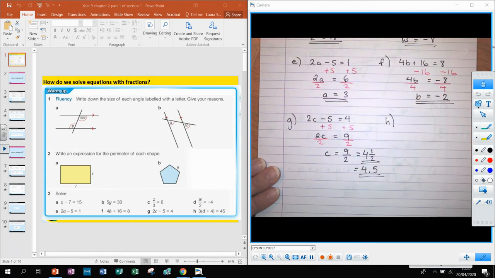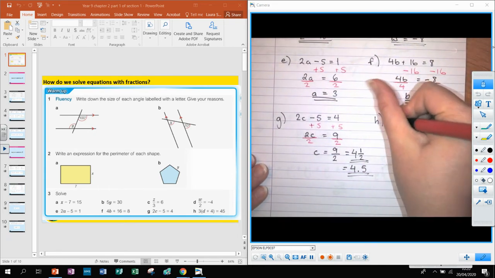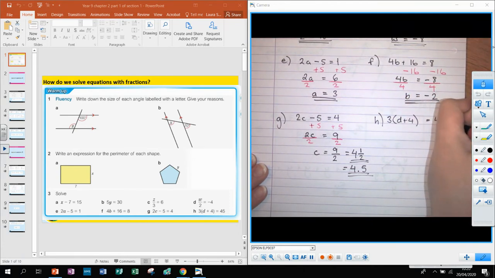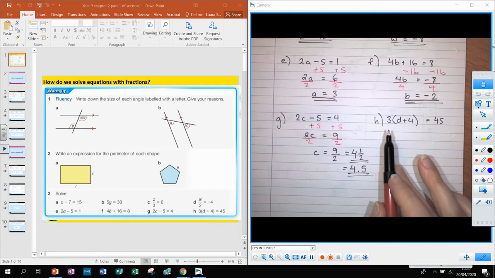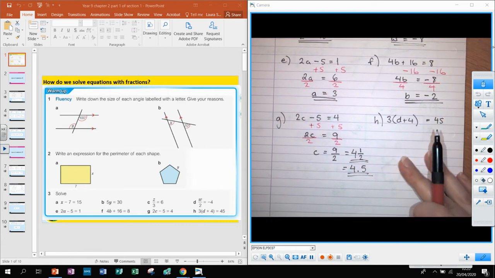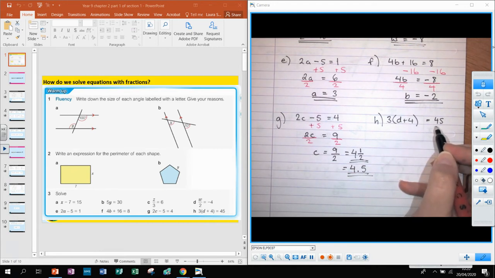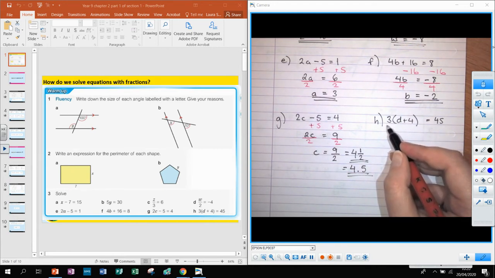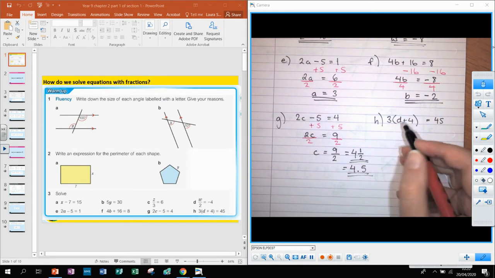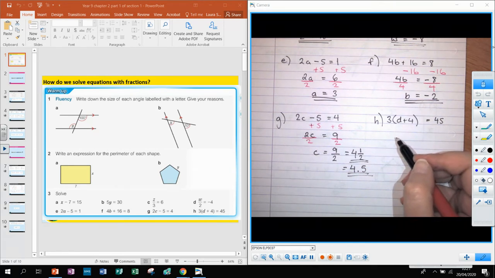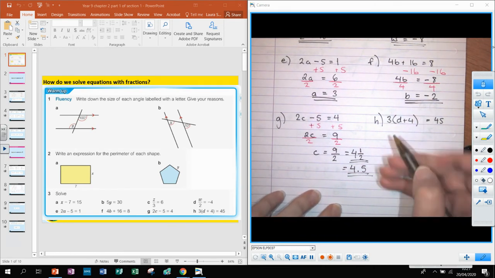And H, we have 3 times d plus 4 equals 45. Now, there are two ways I could approach this question. I have a bracket. I can divide by 3 right away, and that will cancel out the 3, and then I only have the d plus 4 left. Some of you like to expand the bracket first and then solve. The quickest way, and the one that makes most sense really mathematically, is to divide by 3 first. So that's how I'm going to do this with you.